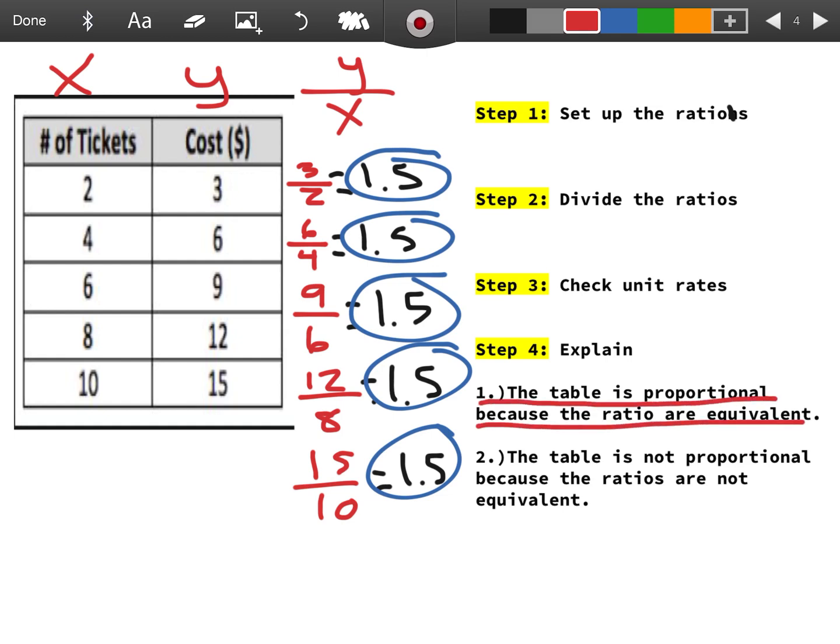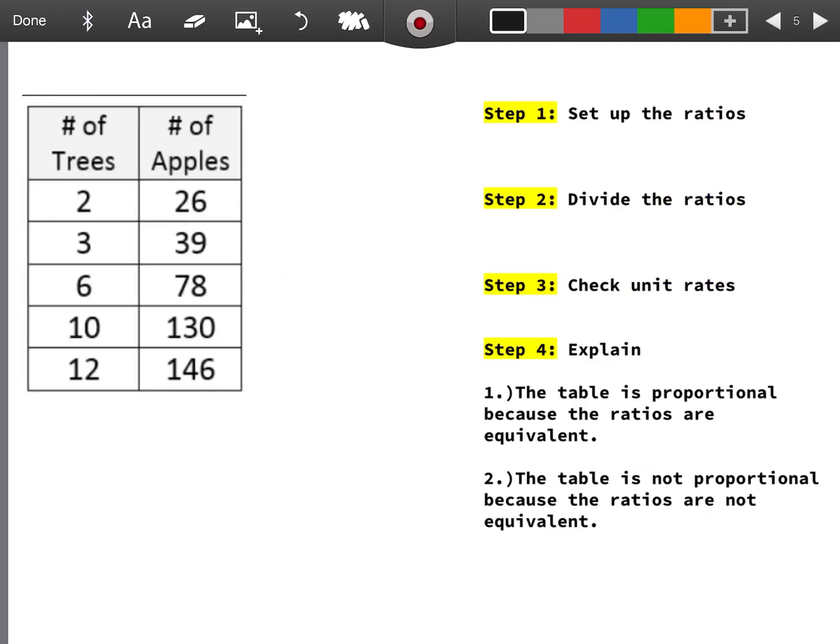The table is proportional because the ratios are equivalent. So again, because I got all the same answer, that means I have all the same unit rate. That means my ratios are equivalent. So that means that my table is proportional because the ratios are equivalent. Let's go to another example.